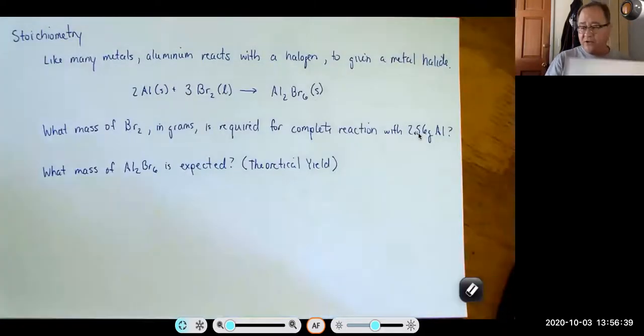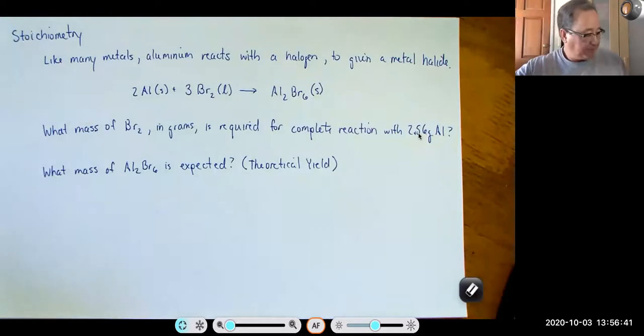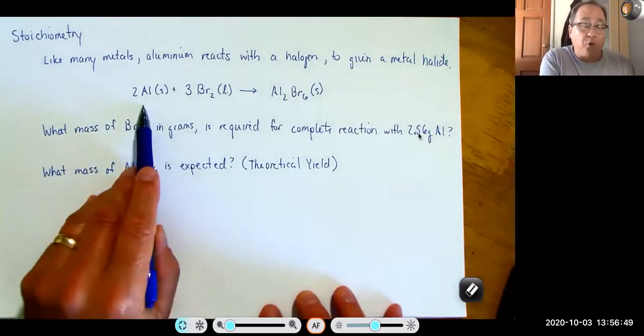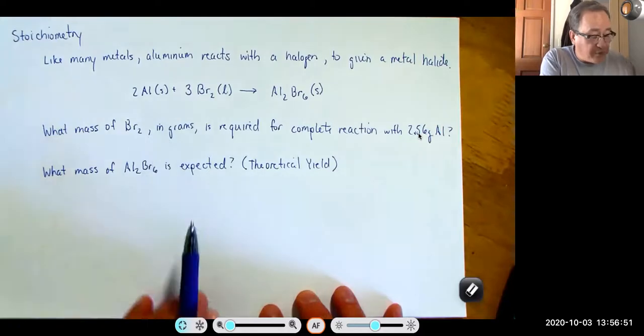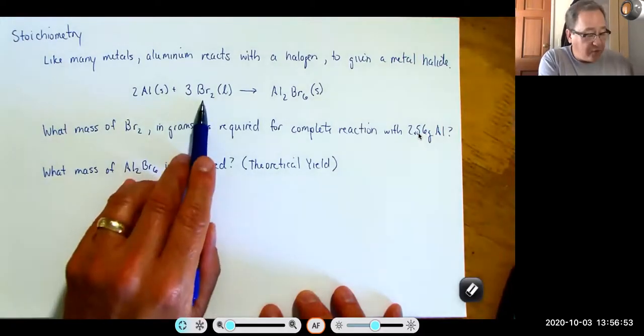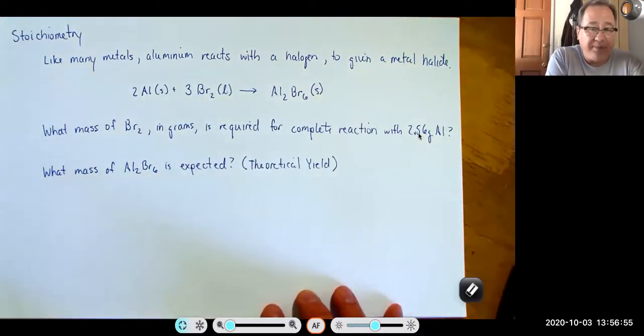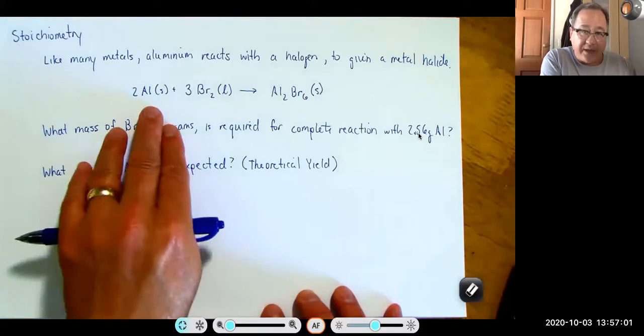Let's look at another stoichiometry problem. Like many metals, aluminum reacts with a halogen to give a metal halide. 2 moles of aluminum react with 3 moles of bromine to give you 1 mole of aluminum bromide.